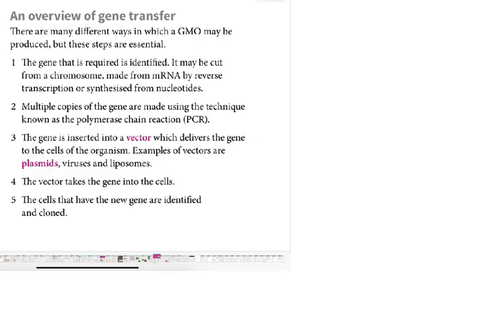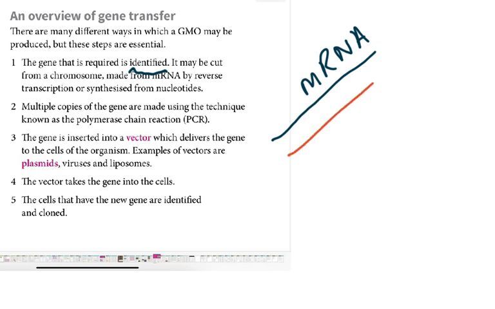Now, this is an overview of gene transfer, and I'm using the prescribed book, which has been told to us to be used in A-level biology. Now, the 5 steps that we talk about are very simple. The first is the gene that is required is identified. First, we have to find out the gene for insulin. It may be cut from a chromosome, or it may be made from mRNA using reverse transcriptase. So either we cut it from the chromosome or we make it from the mRNA and then we get the DNA out of it.